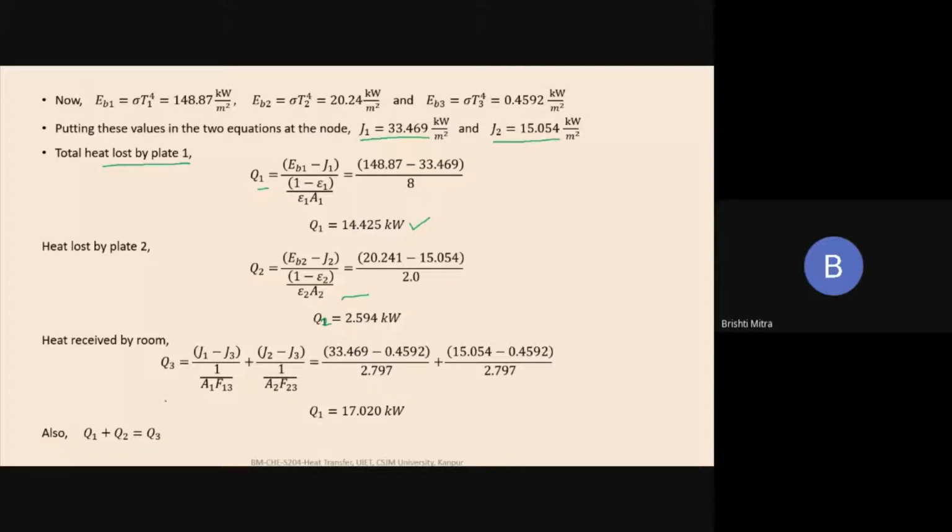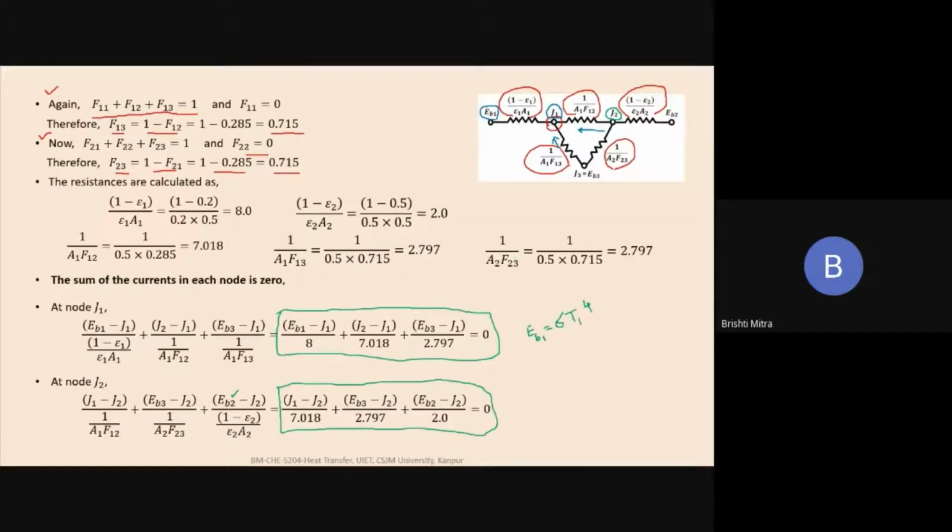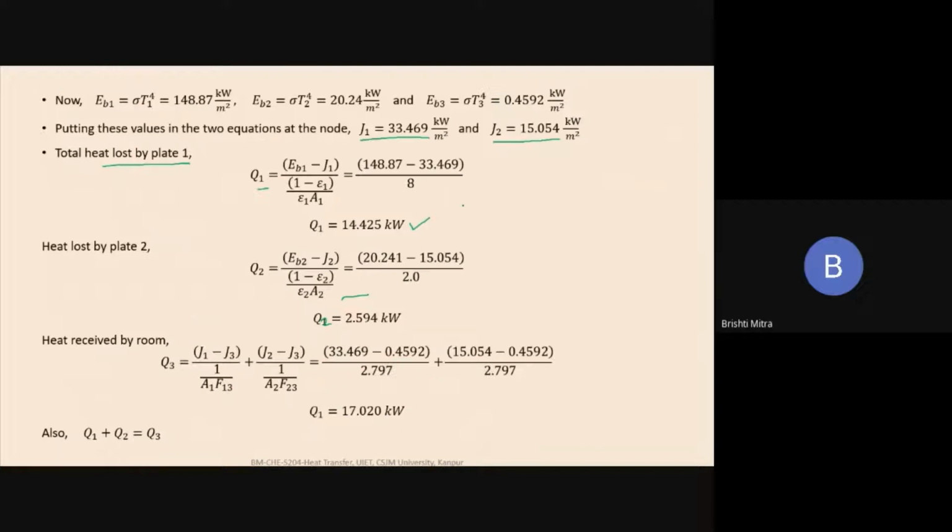And the heat which is received by the room is going to come from J1 minus J3. That means, let me go back and show you. J1 minus J3 and J2 minus J3 divided by their respective resistances. So if you put in the values, this comes out to be 17.020. And you can also see that the summation of Q1 plus Q2 will be equal to Q3. So heat which is given out by body 1 and body 2 are falling on the walls of the room, and we can find out the value of Q3. So this is how the generalized problem is solved.